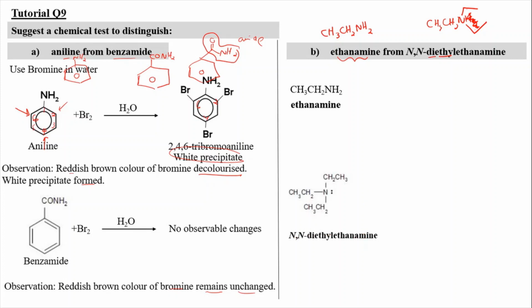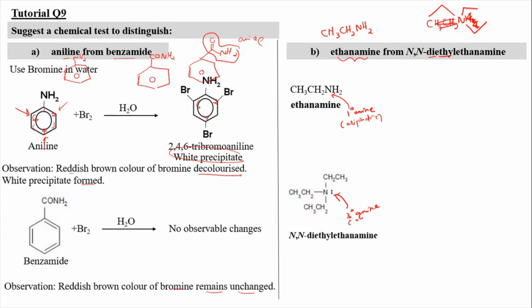Okay, so this can also be changed into a skeleton structure like this, or you can also write it in terms of the condensed structure here. Okay, so in order to differentiate between ethanamine and N,N-diethylethanamine, the best thing that you can do is to look at the class of the amine. So the class of amine here is a primary amine. Okay, and here is a tertiary amine. Okay, and both are aliphatic.